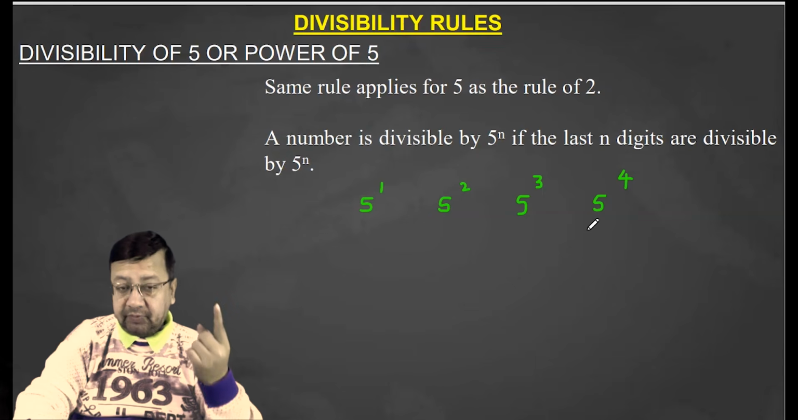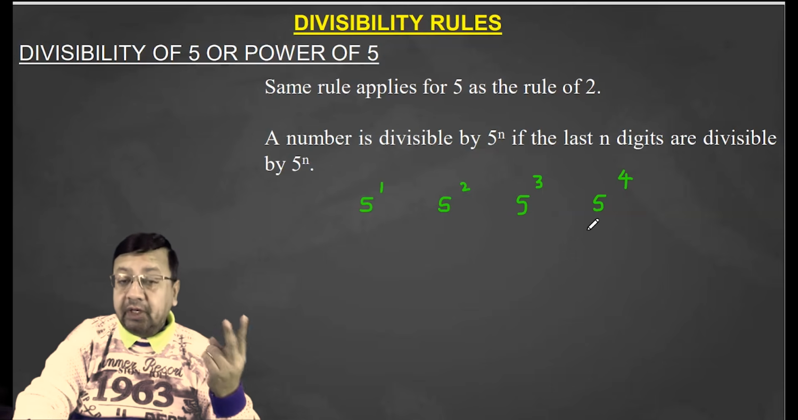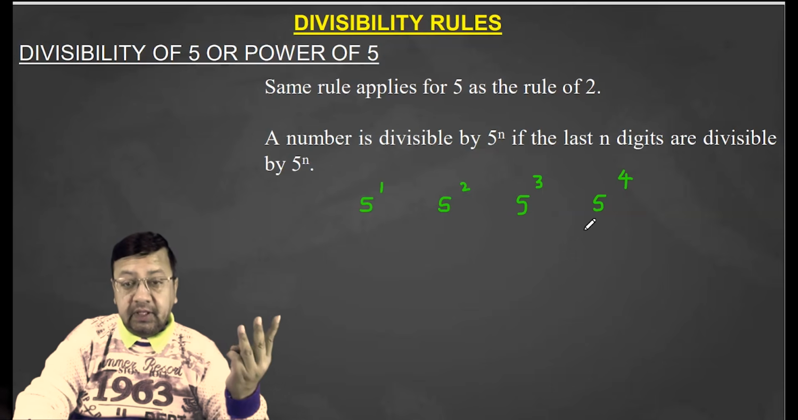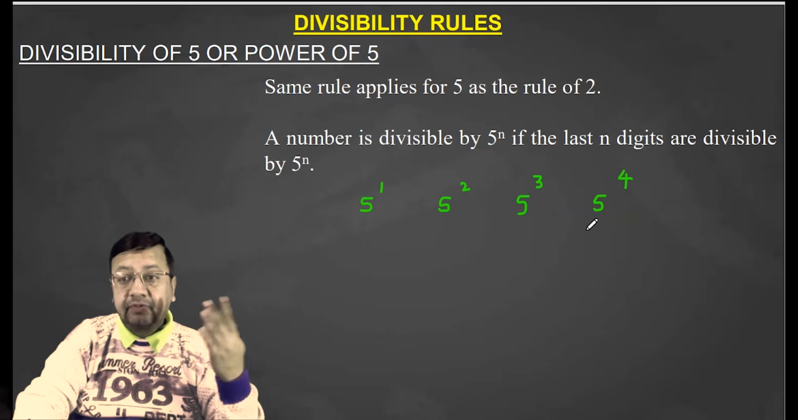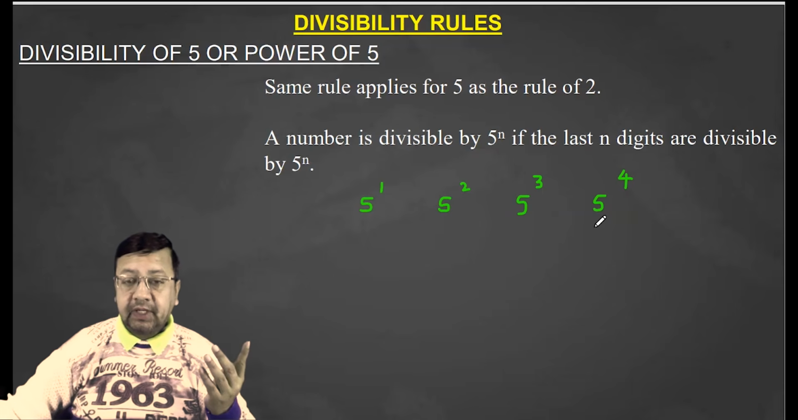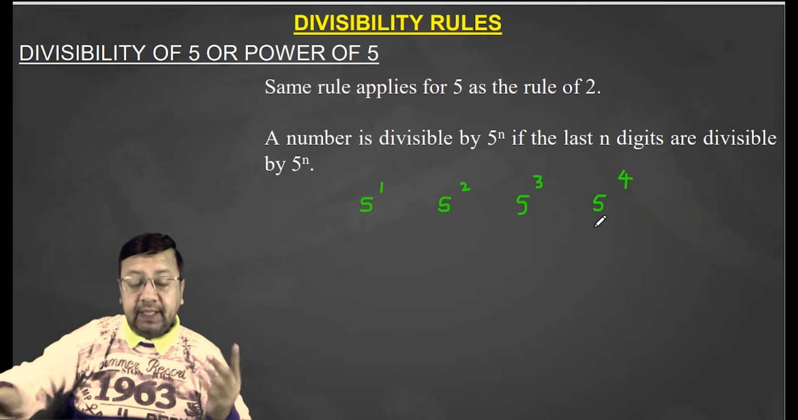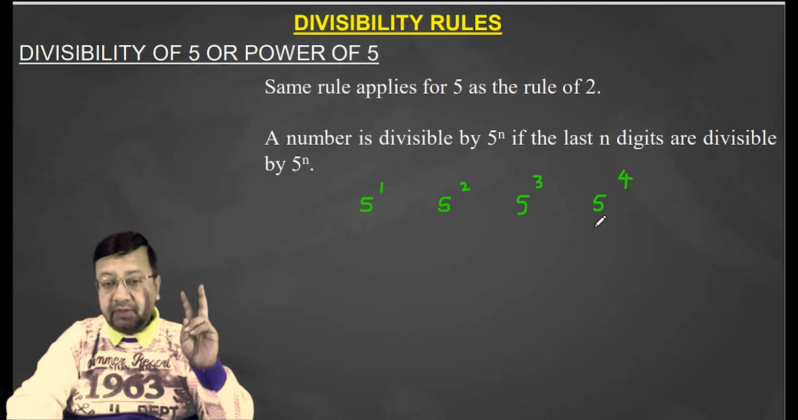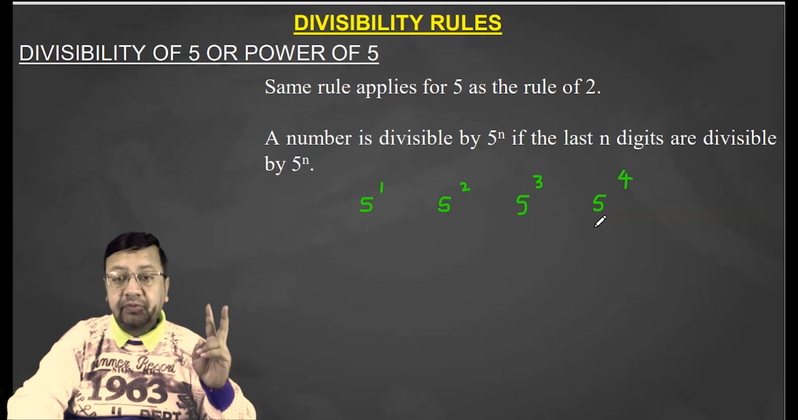For 5, last one digit. For 25, last two digits. For 125, last three digits. For 625, last four digits, and so on. Right? So same rule as we are having for the power of 2. The same rule. So we are having now for the 2, 3, 4, 5.